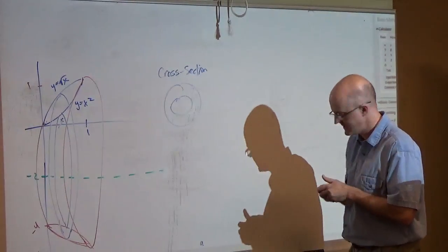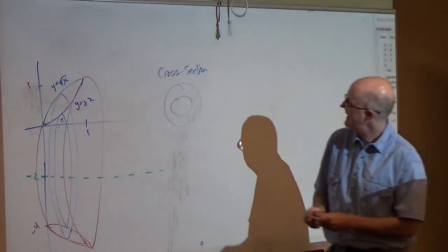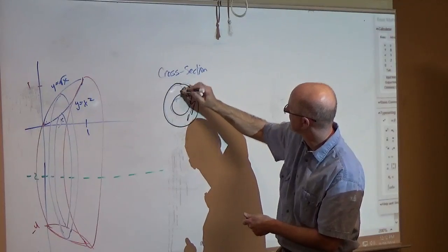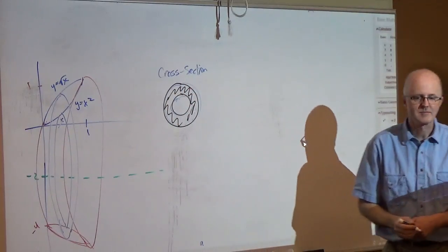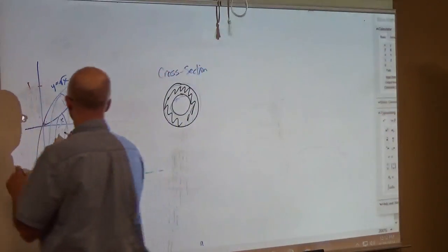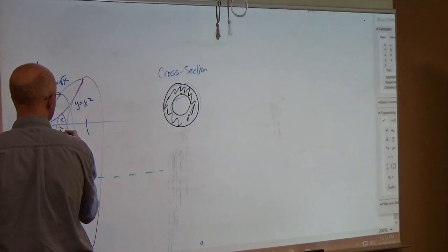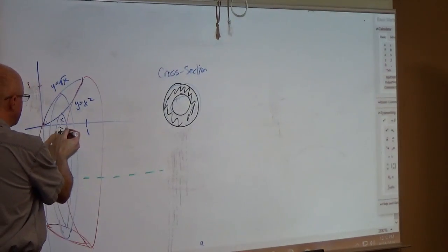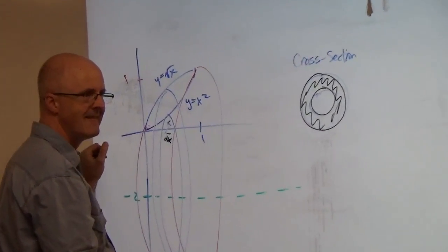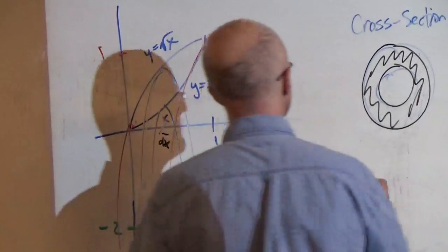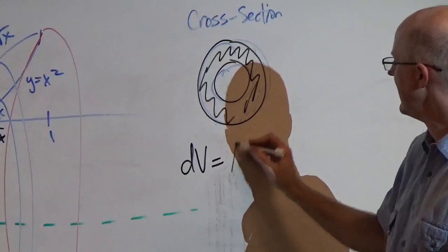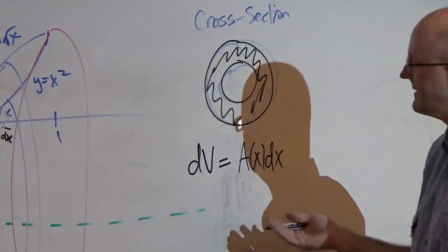This marker's getting worthless here. Head on, it looks like this. And it's got a little infinitesimal thickness to it, dx. Zoom in on these things to see that. dv, the volume of this infinitesimally thin object, is still A of x dx. So you still integrate A of x.